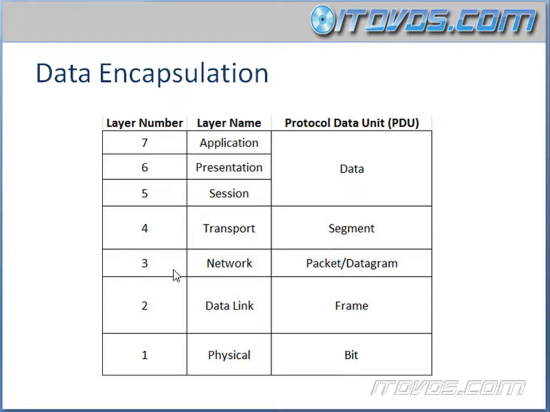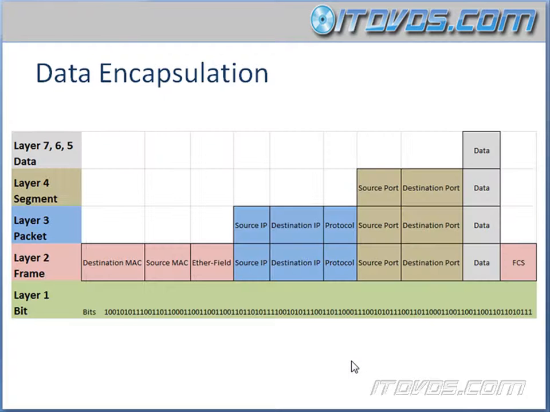At layer 3, it becomes a packet or datagram. At layer 2, it becomes a frame. And at layer 1, when it's actually being transmitted across a wire, it's called a bit. So let's take a look at each encapsulation process. So again, layer 7, 6, and 5, we've just got our data here. Then at layer 4, this data has a header added to it, and that makes it a segment.